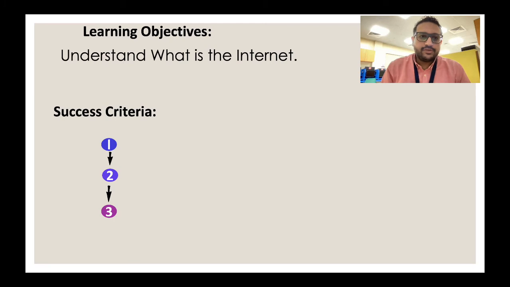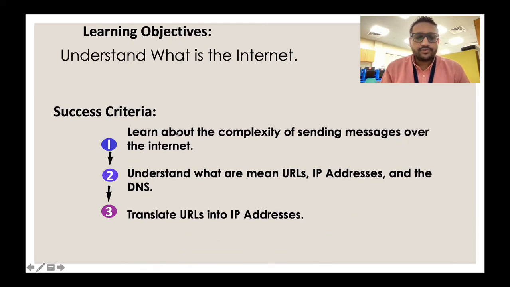Our objective for today: understand what the internet is. Success criteria number 1: learn about the complexity of sending messages over the internet. Understand what URL, IP address, and DNS mean. New words for you guys. Then translate URLs into IP addresses. How can we translate the URL to an IP address?